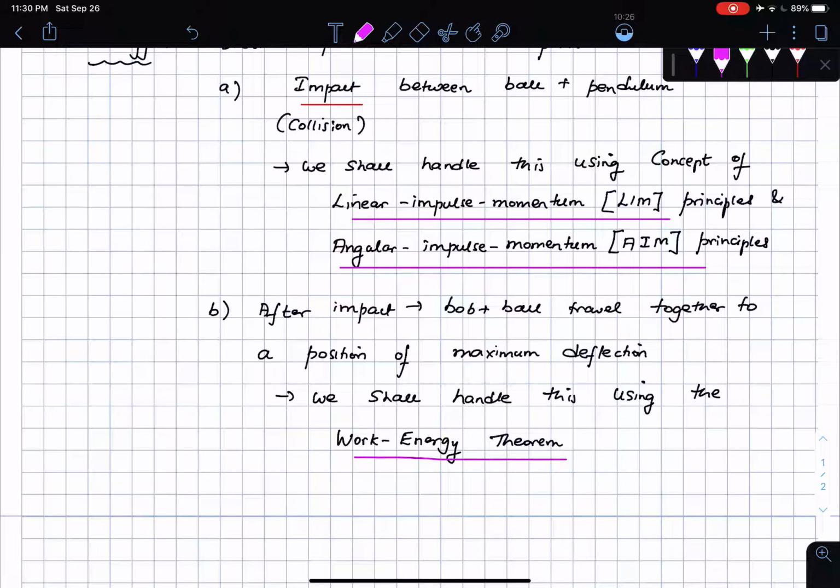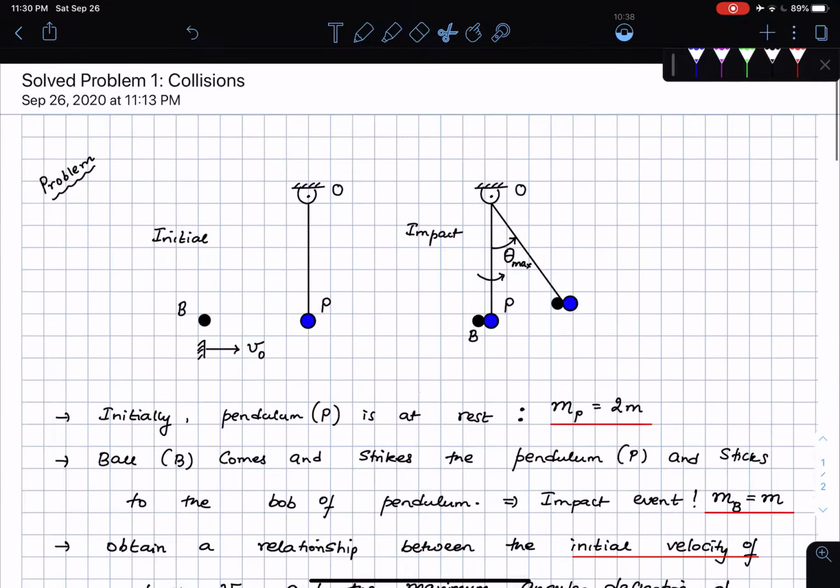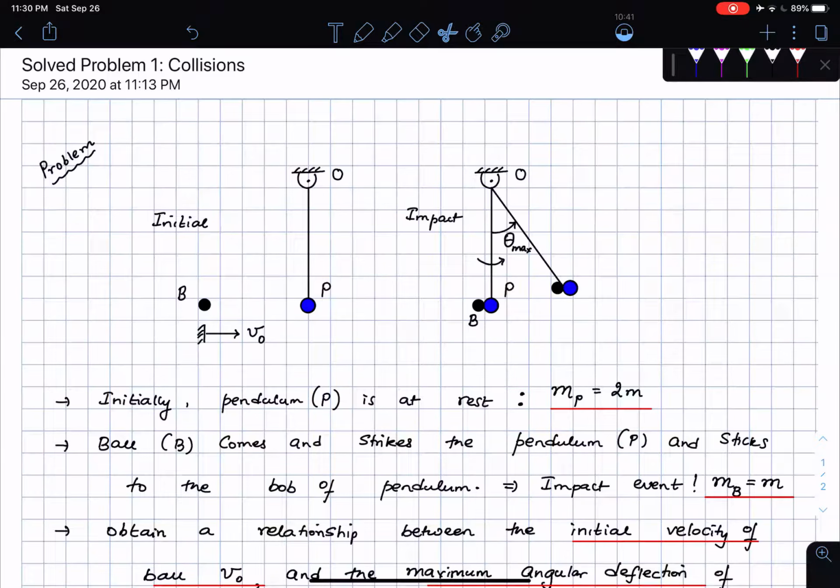This is the situation after impact. The impact event itself is going to be modeled using linear impulse momentum and angular impulse momentum equations. And very quickly, let me go back and say that the length of the pendulum is 2 meters. So this is a length of 2 meters. This was the initial situation where the ball was traveling, then there is an impact taking place, and then this is after impact. Let me write it down right next to it, after impact.